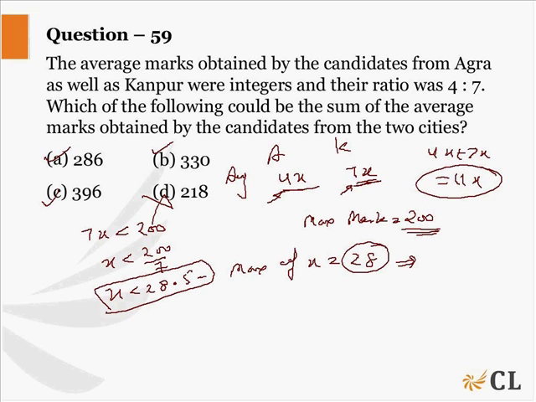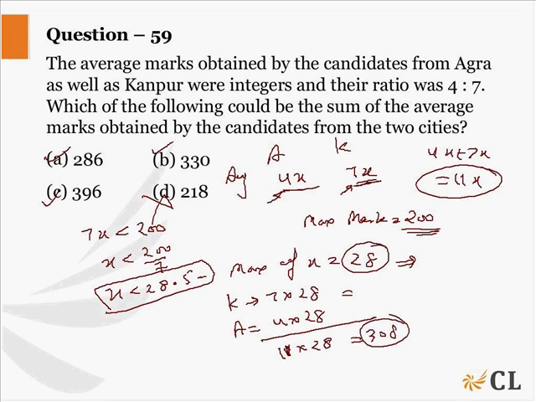So if I take 28 only, so Kanpur will become 7 into 28 and Agra will become 4 into 28. Total will become 11 into 28. Gives you 308. यही पूछ रहा था आपसे वो. 11x आपका ये आ जाता है और ये मैक्सिमम वैल्यू है. Am I clear?